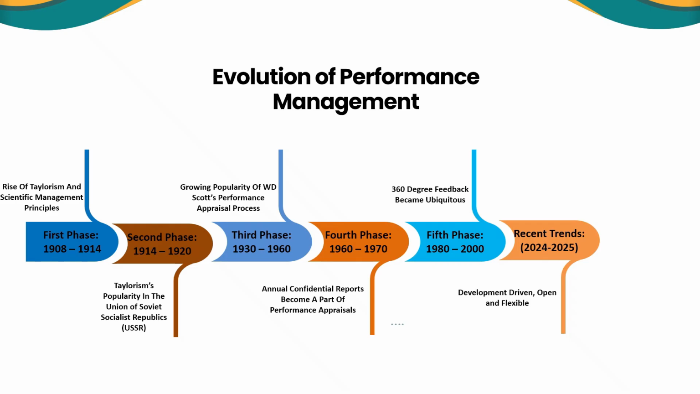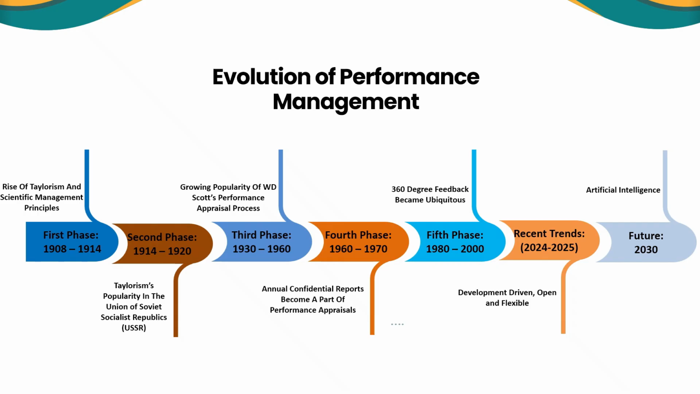Some of the newest shifts in performance management being adapted as of 2024 to 2025 are AI-enabled insights and coaching, continuous adaptive goal setting, employee well-being and burnout metrics, and lastly, holistic performance indicators.